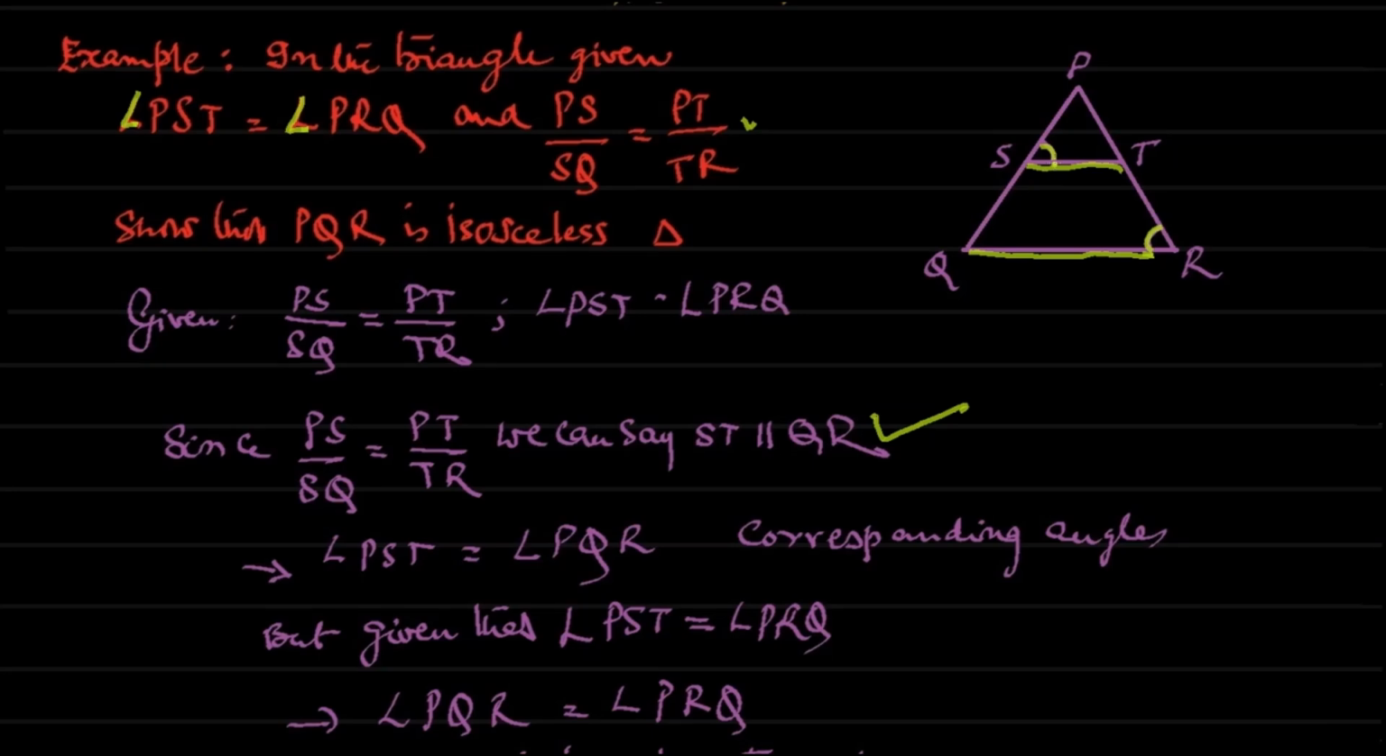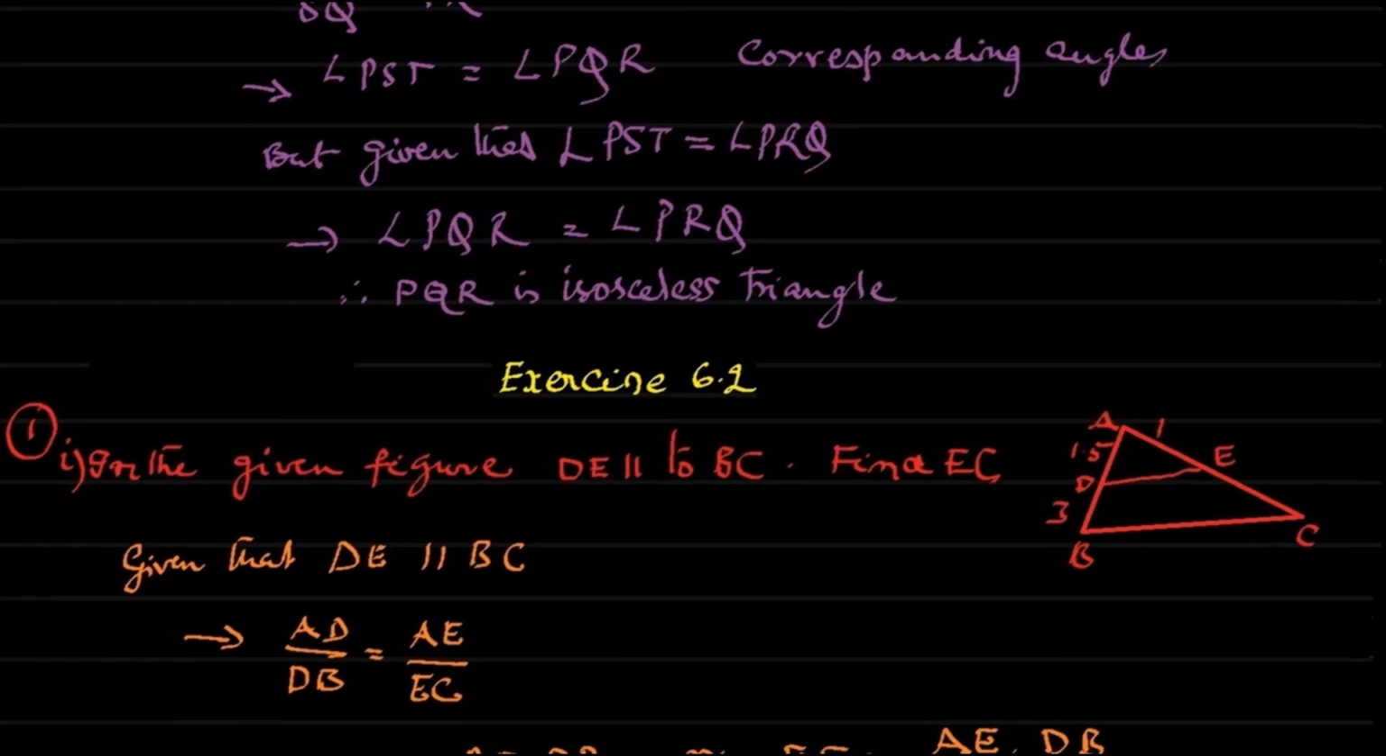When ST is parallel to QR, these are corresponding angles. These are equal. So PQR must be an isosceles triangle because this angle is equal to this angle, and opposite sides are also equal. That's how we proved this.